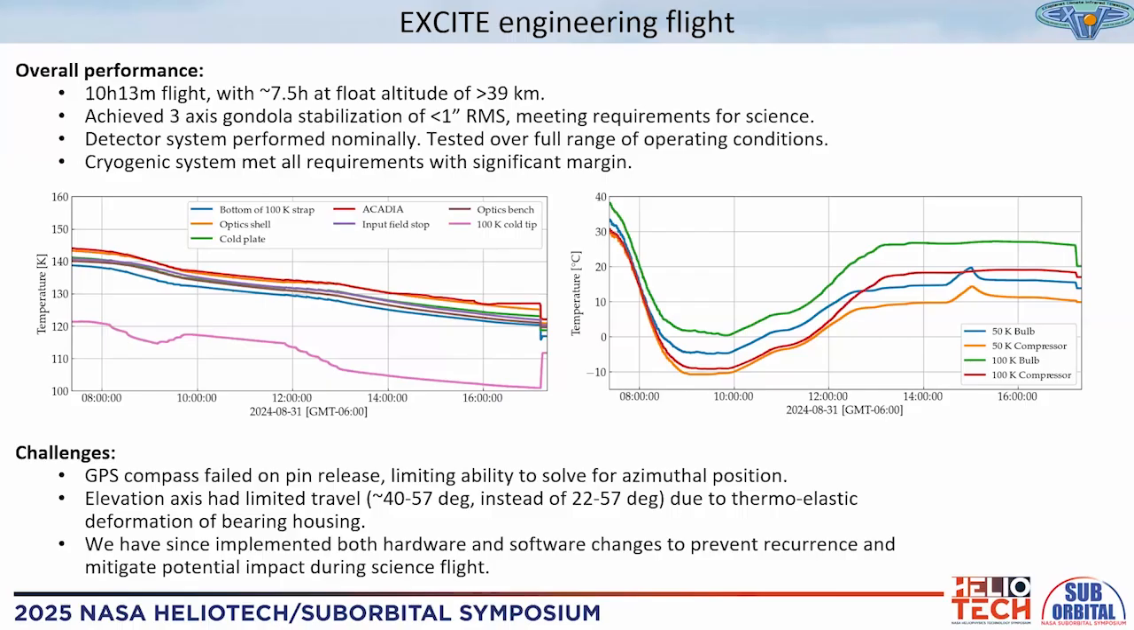A couple of issues that we did have, I'll talk about the mitigations in a second. The GPS compass, which is provided by the launch provider, failed basically at the balloon launch, which limited our ability to know our azimuthal position when we were in flight. And then the elevation axis of the telescope had limited travel, about half of what it was designed to do, due to what is probably better called thermoplastic deformation of a bearing housing. But we've since implemented both hardware and software changes to fix those things, and if they were somehow to happen again, to mitigate their impact.